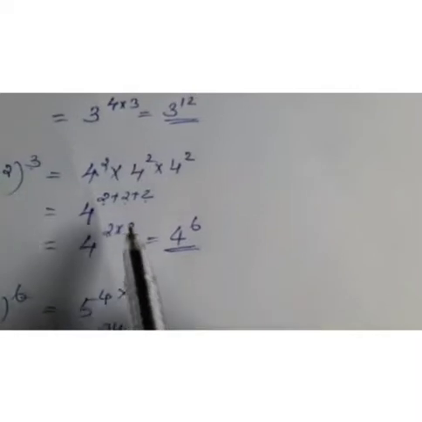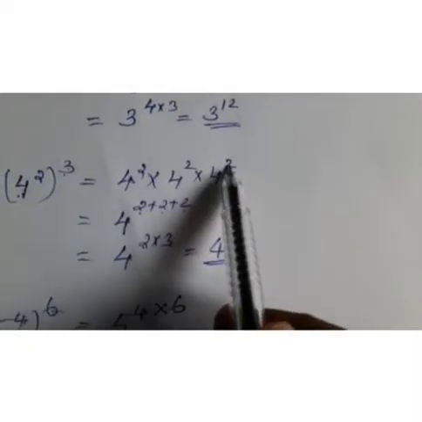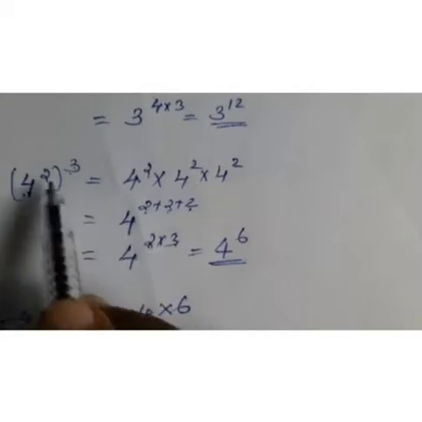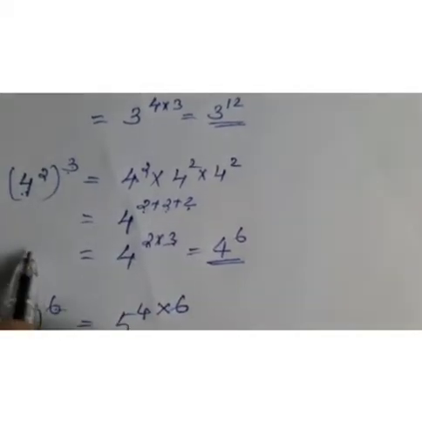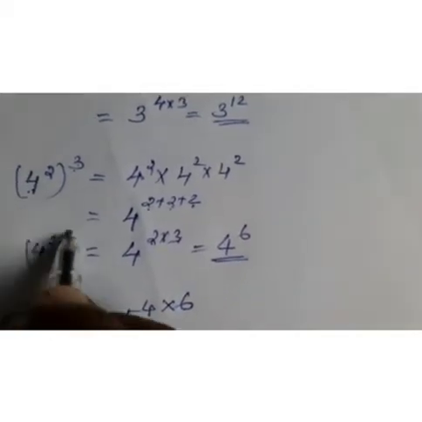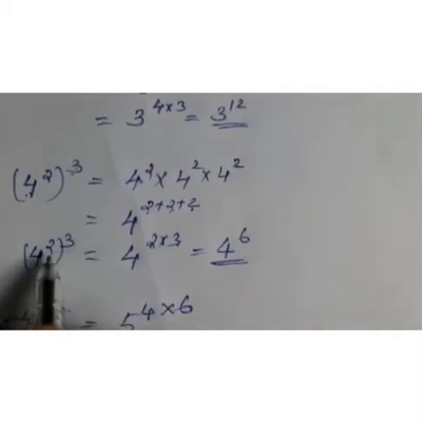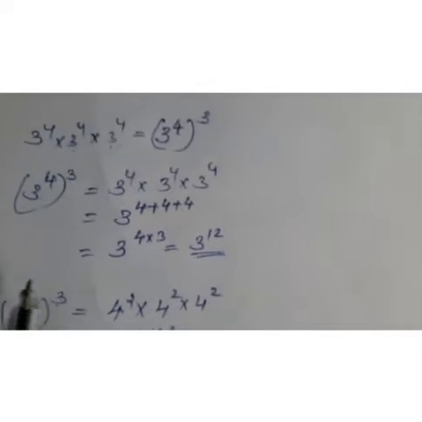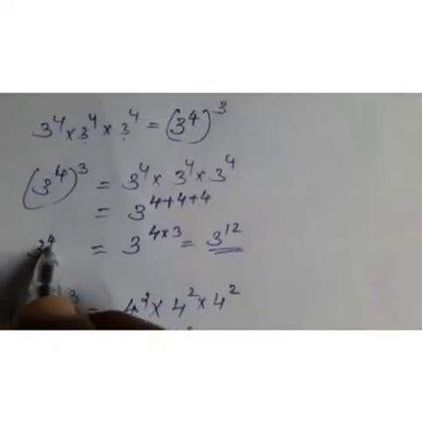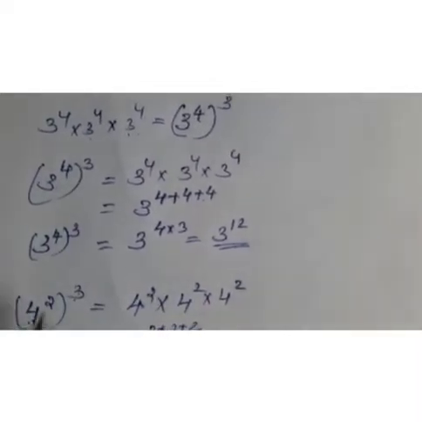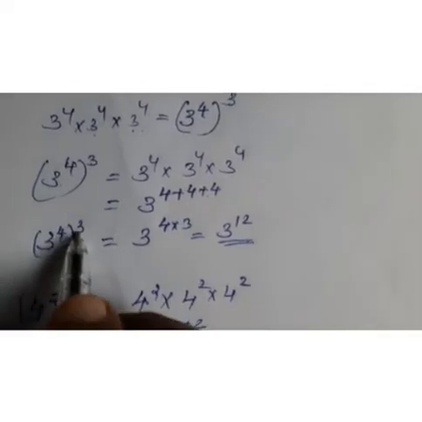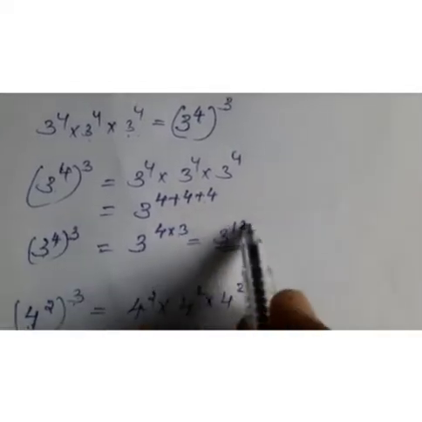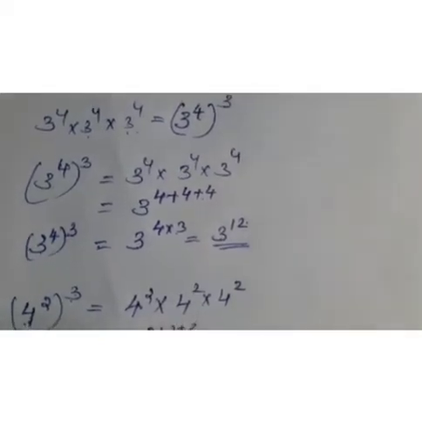See this one. 2 plus 2 plus 2, you can write 2 into 3. So directly you can write 4 raised to 2 whole raised to 3 as 4 raised to 2 into 3. So we will get 4 raised to 6. See this one here. 3 raised to 4 whole raised to 3 is equal to 3 raised to 4 into 3. So 3 raised to 12.